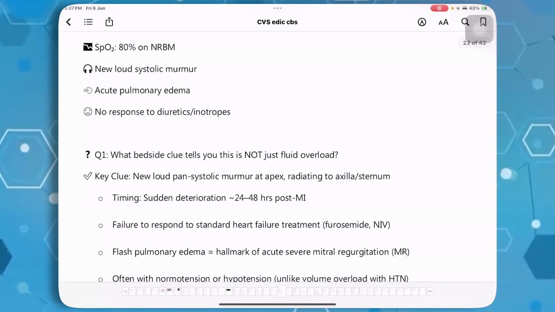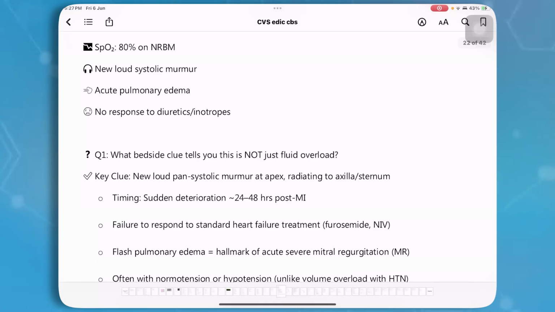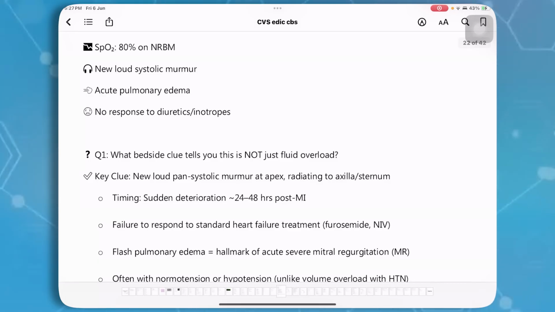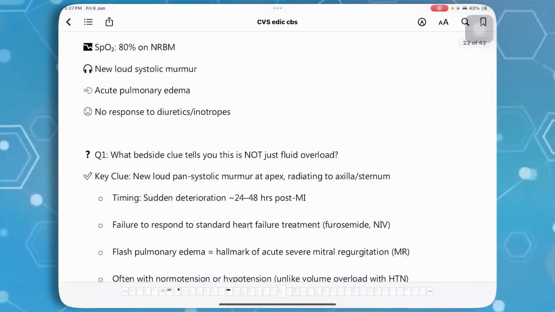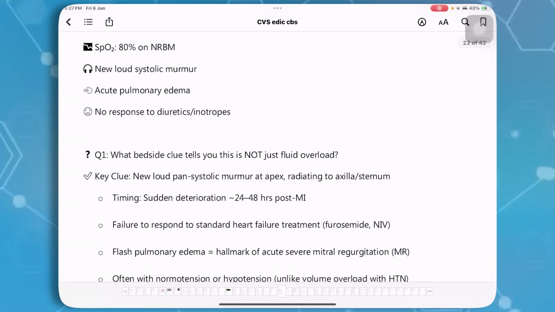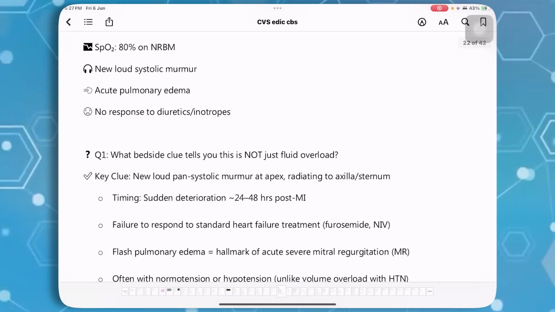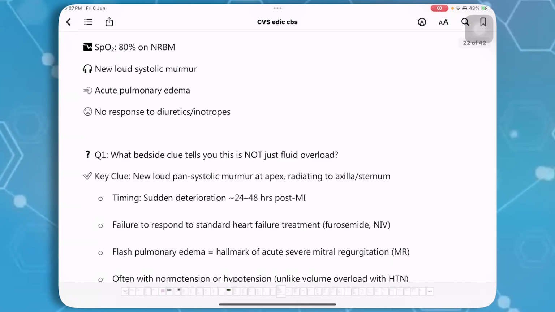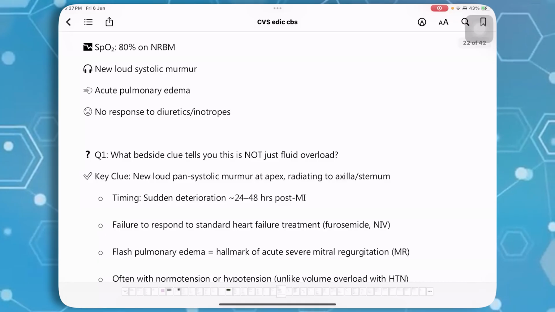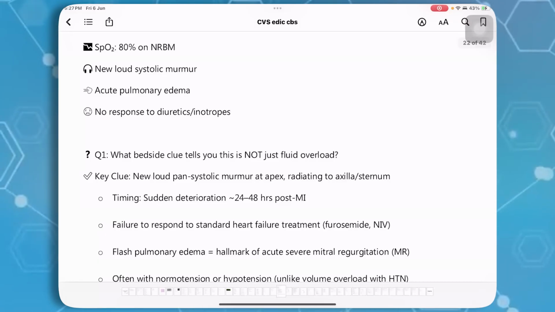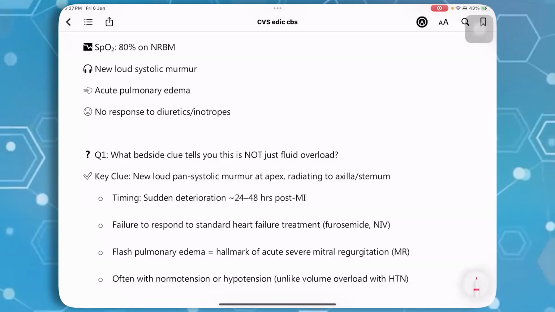So this whole picture of a new loud pansystolic murmur radiating to axilla and sternum, and chest full of crepes, saturation only 80% on full oxygen, not improving much on NIV support, sudden deterioration within 24 to 48 hours post MI, not responding to standard heart failure treatment. This is a hallmark of severe mitral regurgitation that has happened acutely, and that can only happen secondary to rupture of the papillary muscles. If I have to draw it for you, it will look like this.